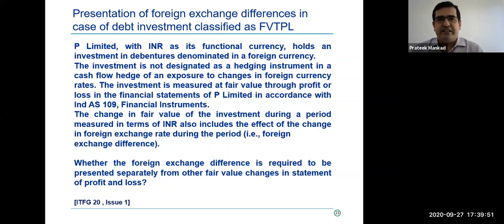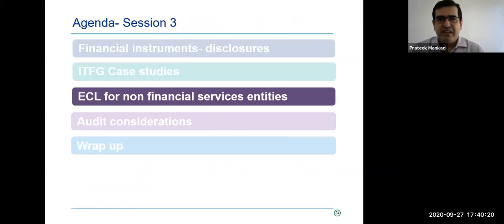Right, so these were the ITFGs that were relevant for financial instruments. We thought it would be a good idea to have all of them at one place for ease of reference. With that, we finally move to the last technical topic that we wanted to cover. That technical topic is a very critical topic, or is a hot topic, especially challenging depending on which industry you are in. And that topic is expected credit losses.